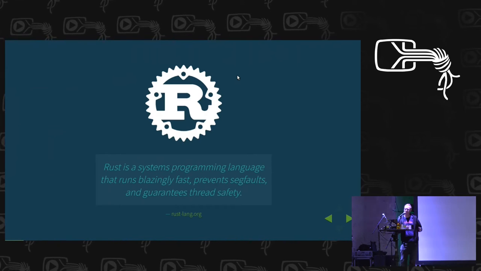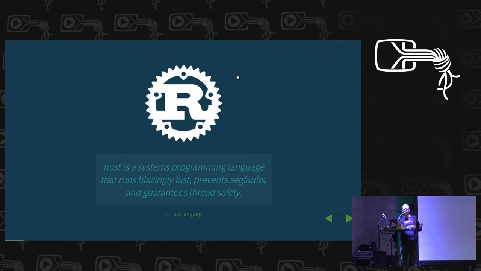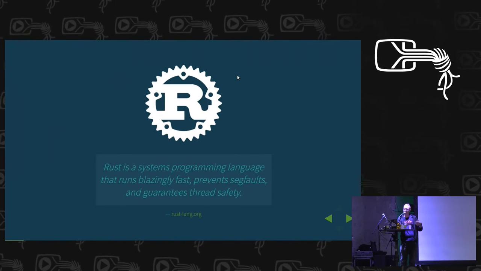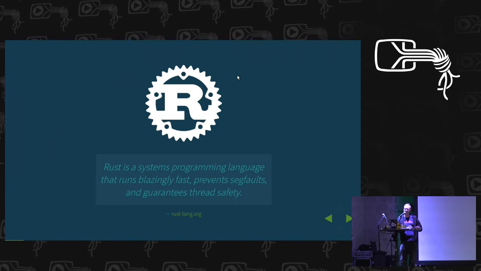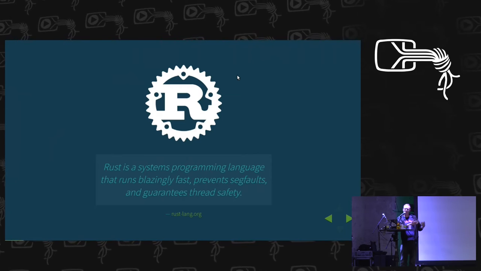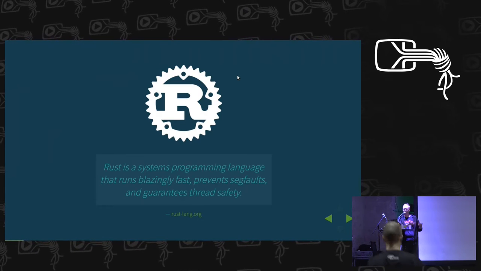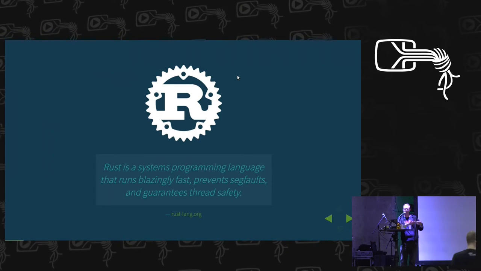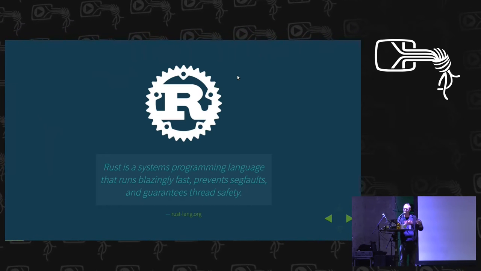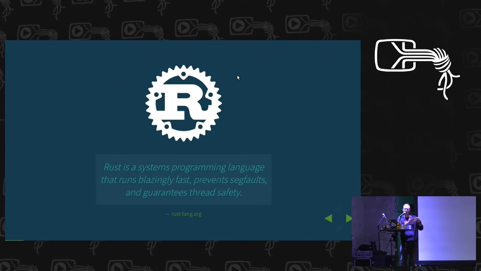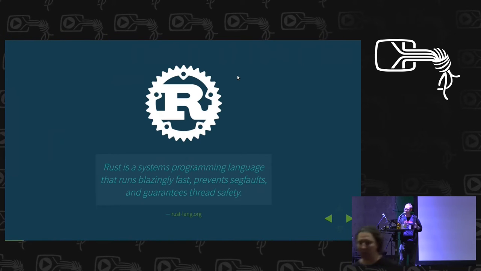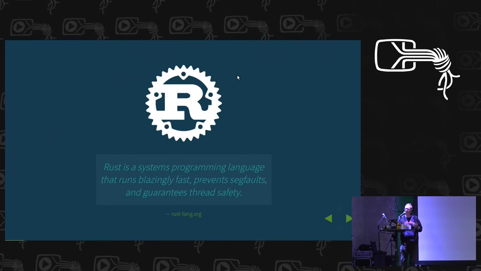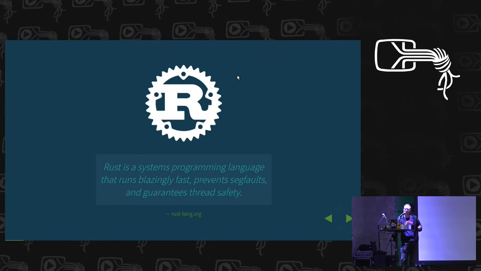And so one way would be to switch to a managed language like Java or C# or something like this, which runs in a VM. But that comes with additional problems. So if you run in a VM and you have garbage collection, you have a runtime, you have unpredictable memory usage, memory implications.